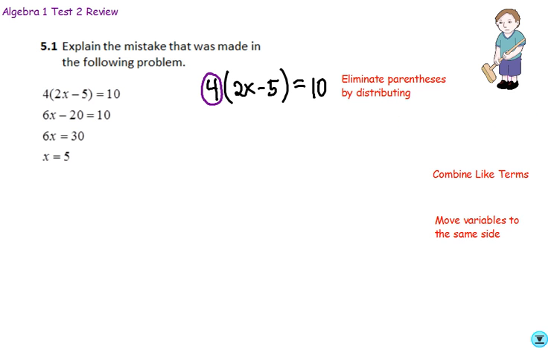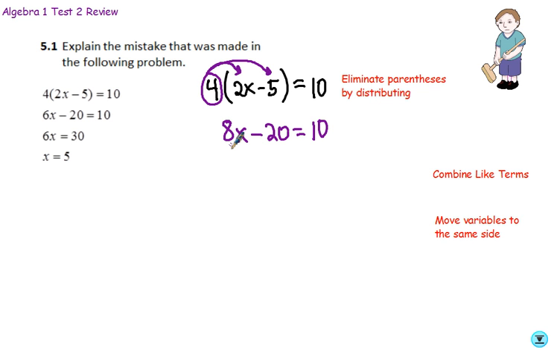And when we distribute, you notice I circled that to remind myself that I'm not just multiplying 4 times 2x, but I'm multiplying 4 times negative 5. And so I'd get 8x minus 20 is equal to 10. Now I'm already glancing over, and you probably have already noticed as well, that they came up with 6x when we're saying that it's 8x.